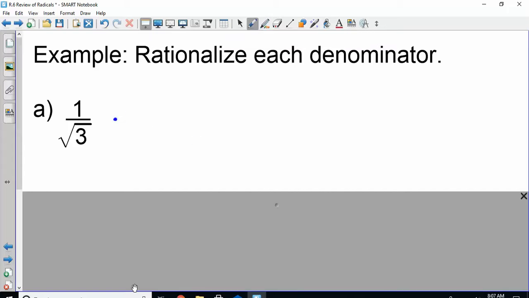As long as we do the same thing on the numerator and denominator, it's legal. So I could multiply by anything as long as I do it on top and bottom. What I'm going to do is multiply by the square root of 3.